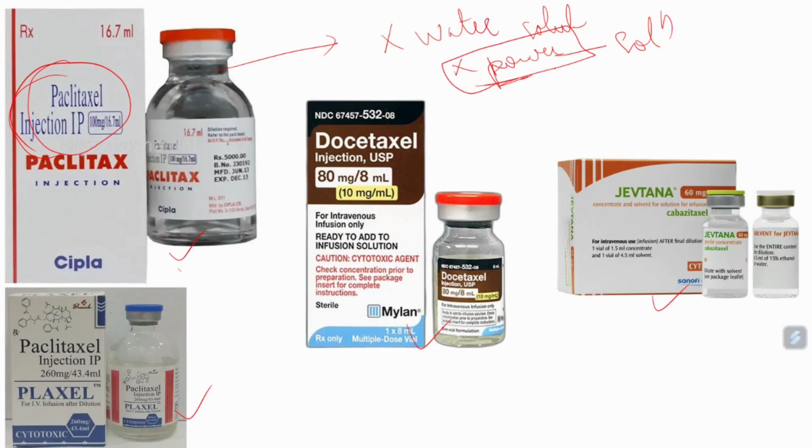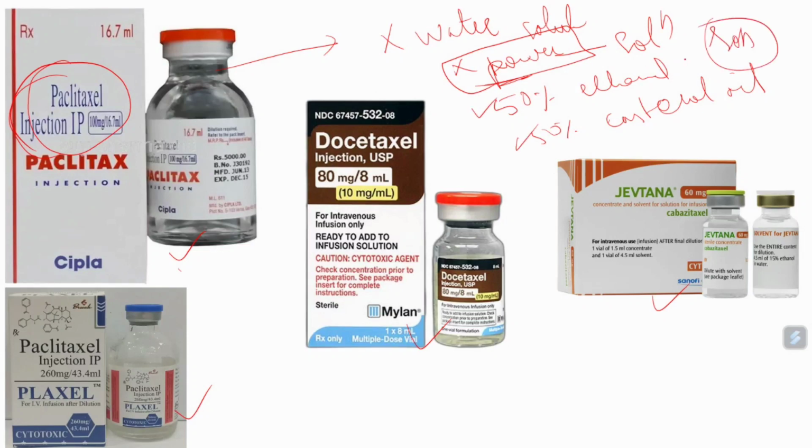To dissolve, what happens? Paclitaxel is always dissolved with 50% ethanol and 50% castor oil. Okay, castor oil. And that solution is again diluted and that is infused into the body. Okay, so that is an important point you have to remember about paclitaxel.